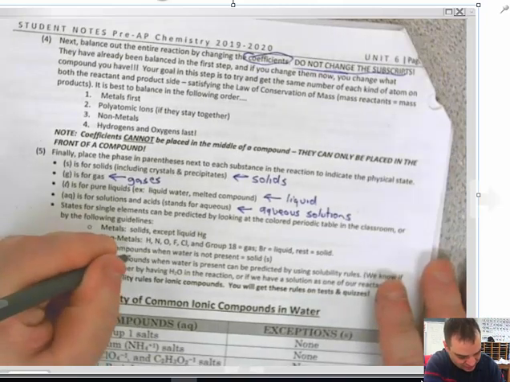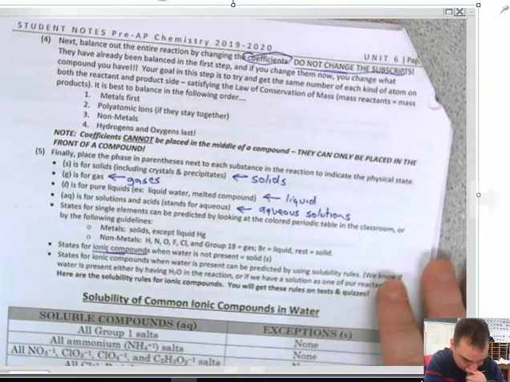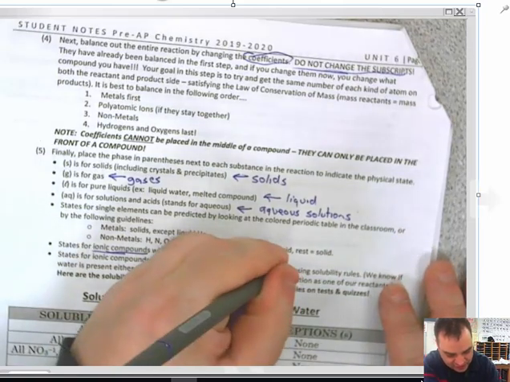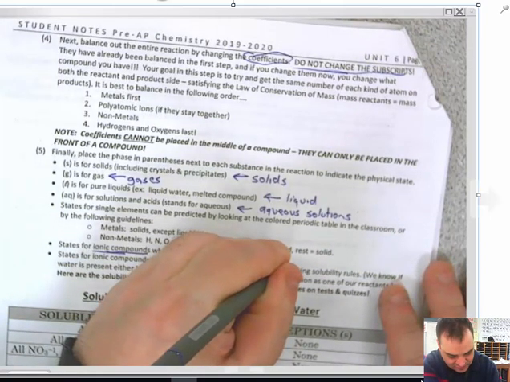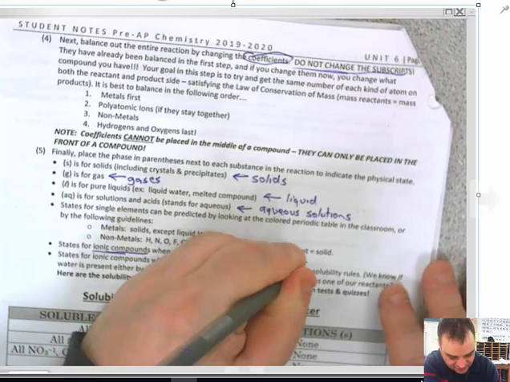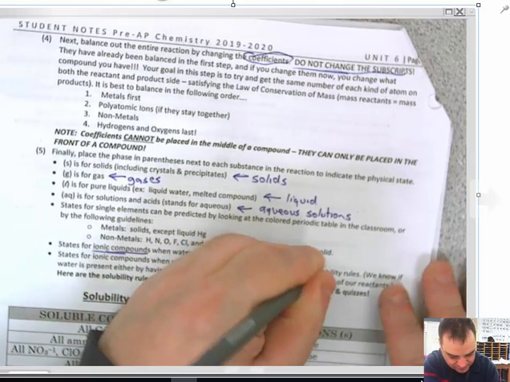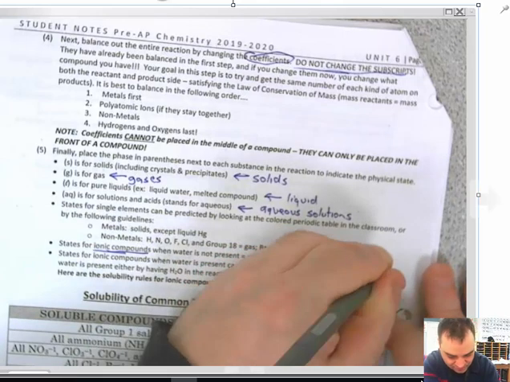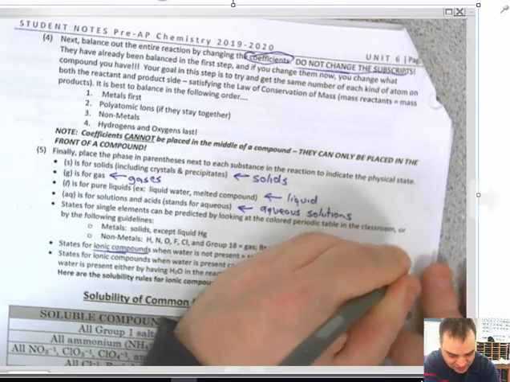Okay, ionic compounds. Remember, ionic compounds have a metal and nonmetal. They are solid in synthesis reactions and decomposition reactions, when I show you those, which will be the next video after this.